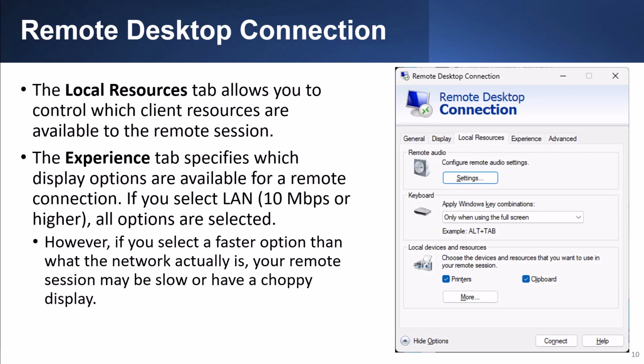The Local Resources tab allows you to control which client resources are available to the remote session. The Experience tab specifies which display options are available for the remote connection. If you select LAN 10 megabits or higher, all options are selected. However, if you select a faster option than the network actually is, your remote session may be slow or have a choppy display.